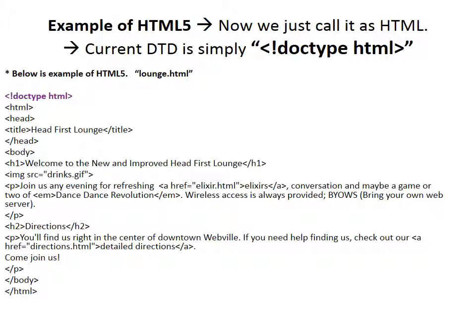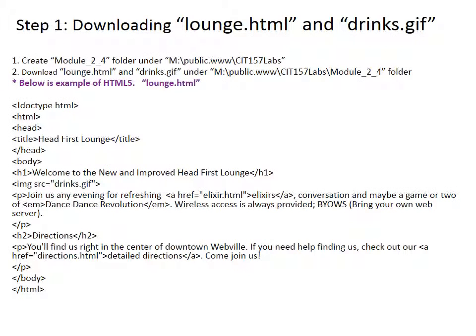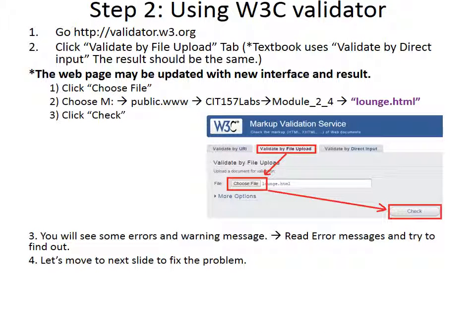In this activity, you will download a web page and an image for the Web Validation experience. Download launch.html and drinks.gif into the proper folder. Then go to the validator.w3.org webpage and upload the file. Then click the Check button. Then you will get error and warning messages.